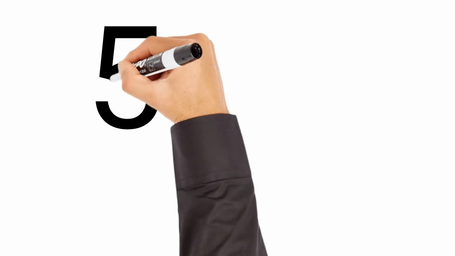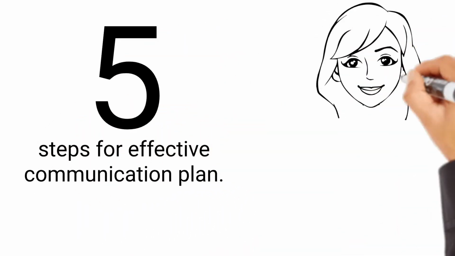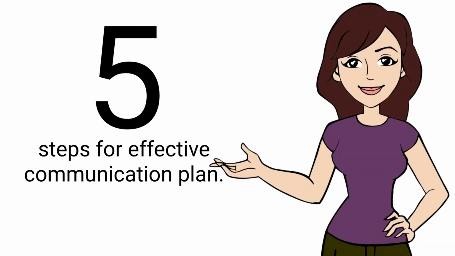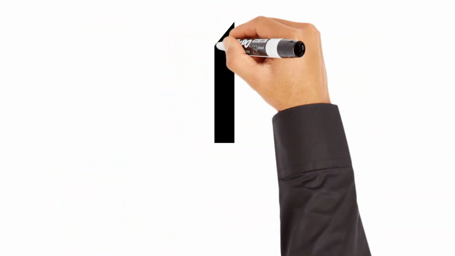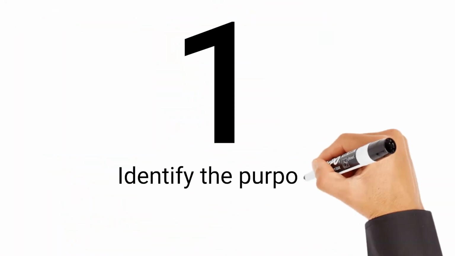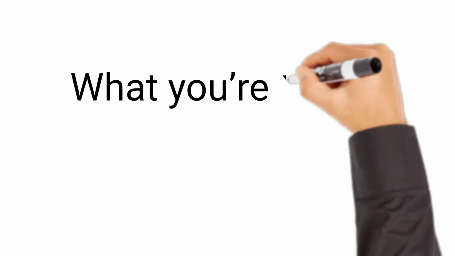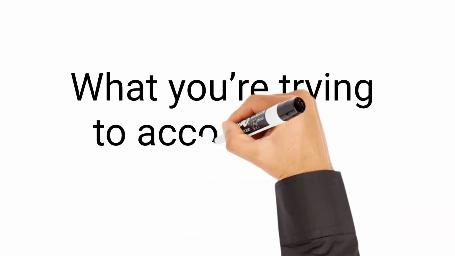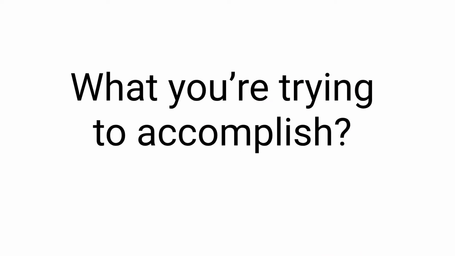Here are 5 steps you can follow to create an effective communication plan. The first step is to identify the purpose of your communication plan as a whole. The intent here is to find out what you're trying to accomplish with your communication strategy. Each team or stakeholder may have an interest in a different type of information in a different format.